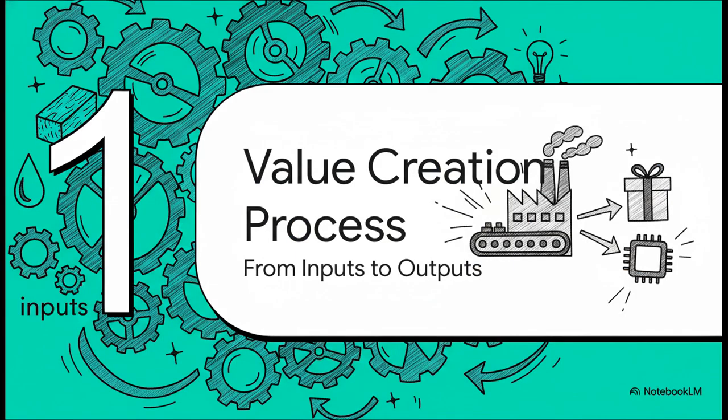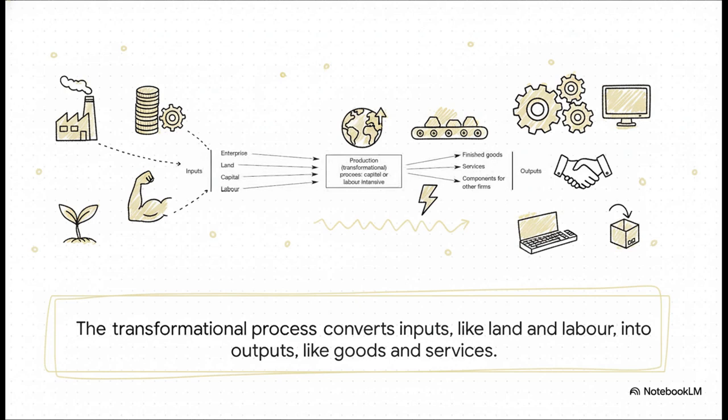All right, first up, let's look at the engine of any business. This is the process that turns raw materials and resources into the finished goods and services that people buy. It's really the foundation of everything in operations. Take a good look at this diagram, because honestly, it's the blueprint for everything we're about to discuss. On the left, you've got your inputs. In the middle, that's where the magic happens. That's the transformational process. And on the right, you get your outputs.